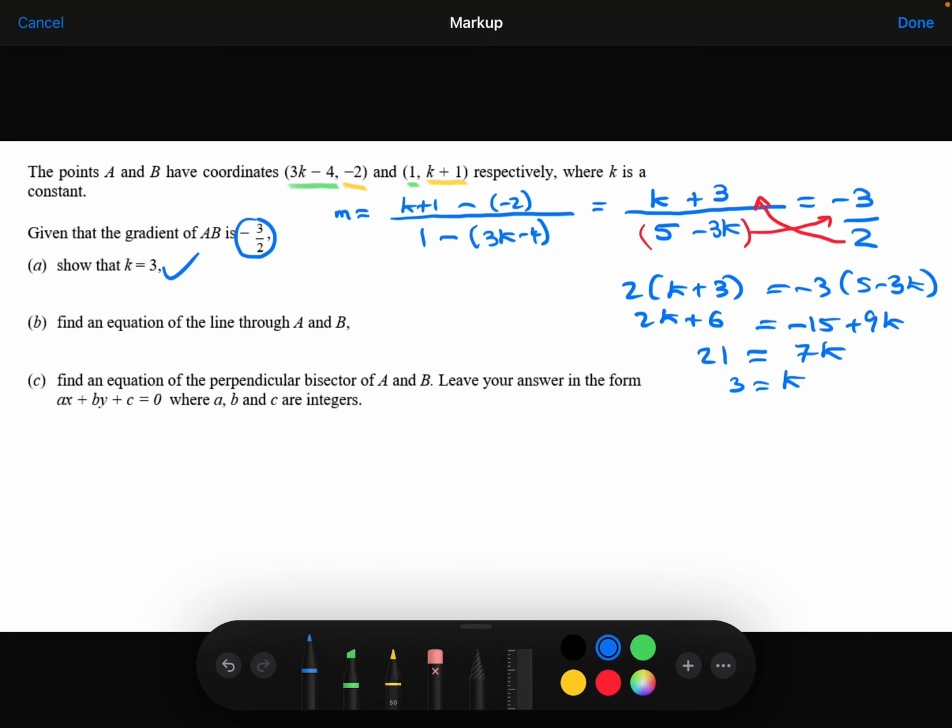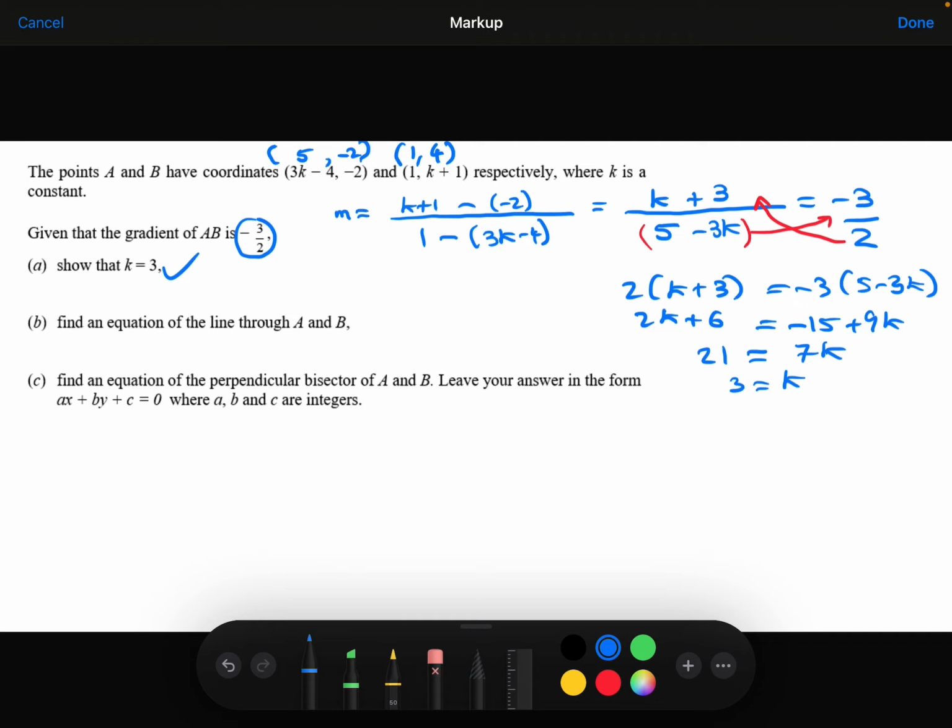Now I know k is 3, I can come back to these original coordinates and actually work out what they are. So if k is 3, that second coordinate is (1, 4), because the k plus 1 is 3 plus 1. And the first coordinate is 3 times k, so 3 times 3 is 9, take away the 4 is 5. And the y coordinate is -2. So I know those two coordinates of A and B now.